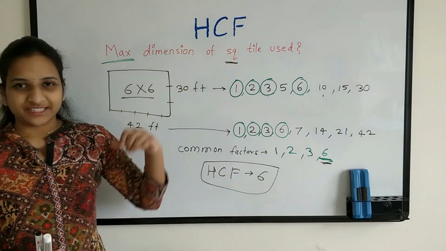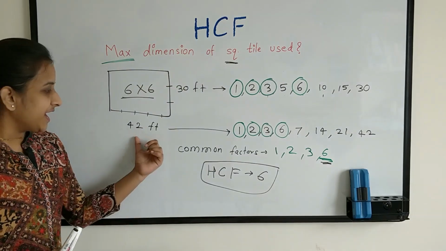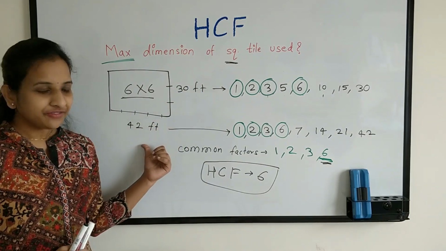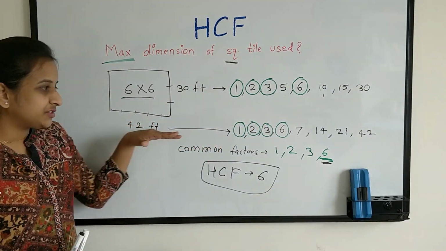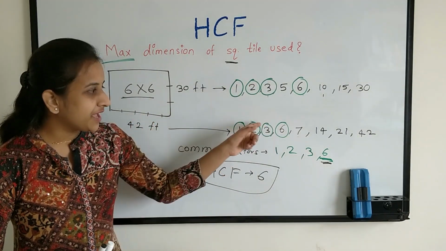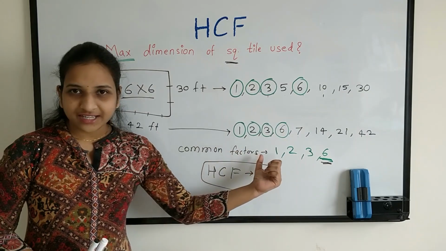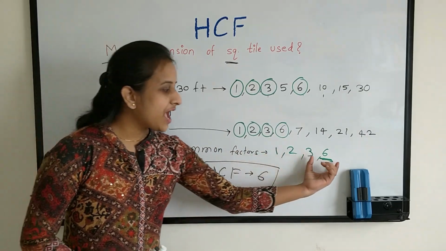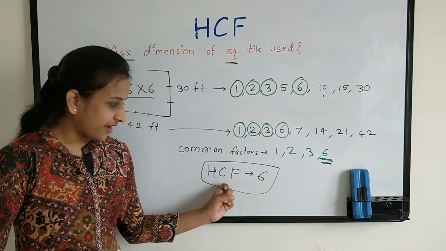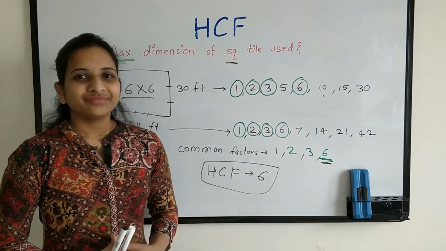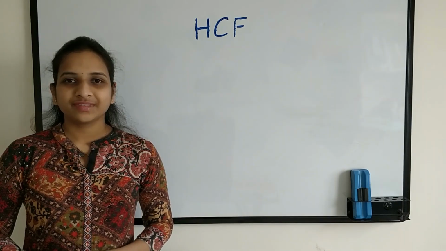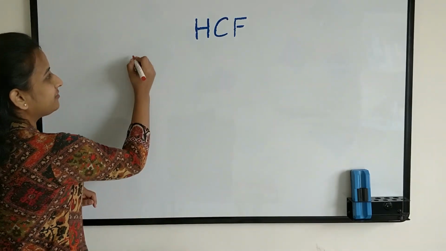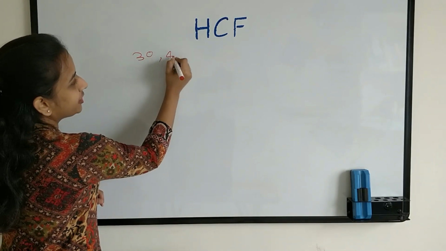Let's recap the HCF concept. To find the HCF of two numbers, we first found the factors of the first number, then the factors of the second number, then we looked at the common factors, then we found the highest common factor. That's the HCF of two numbers. We just found the HCF of 30 and 42.